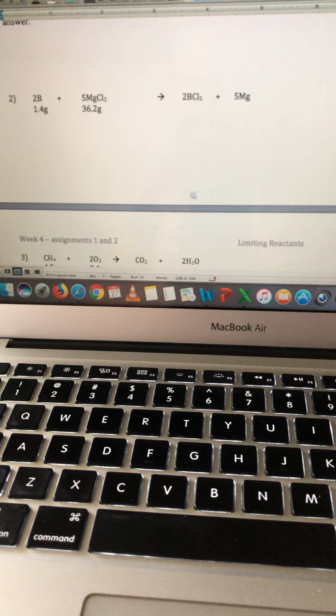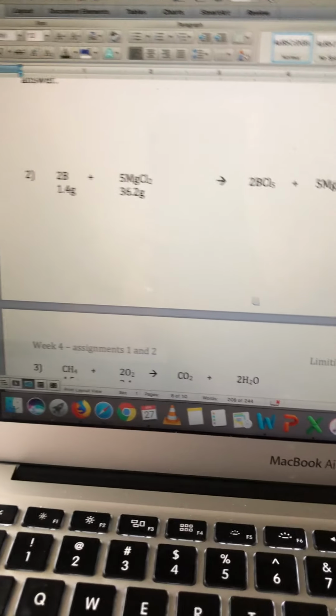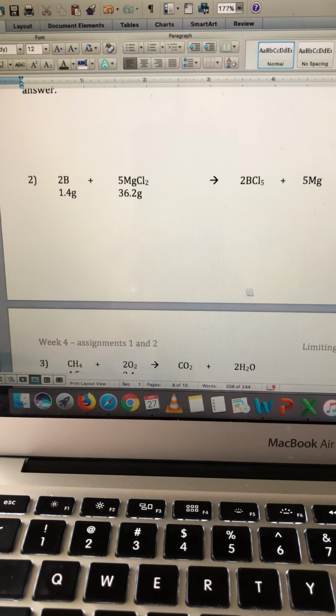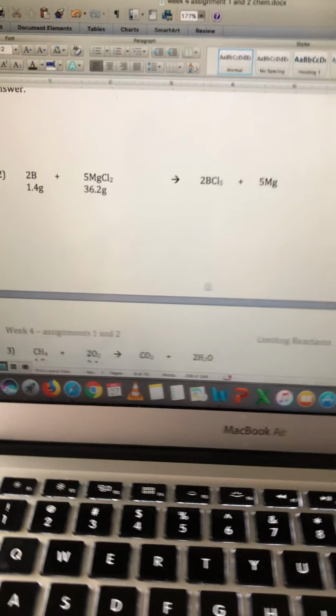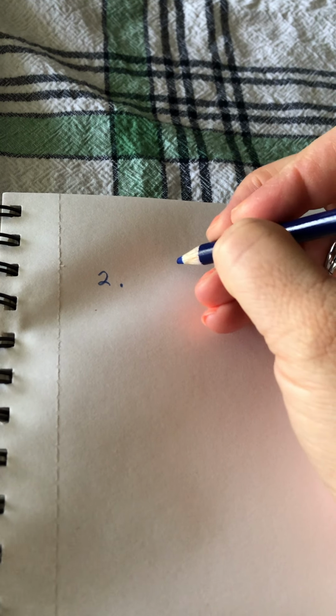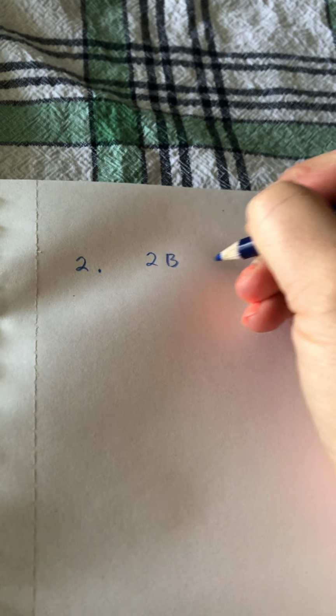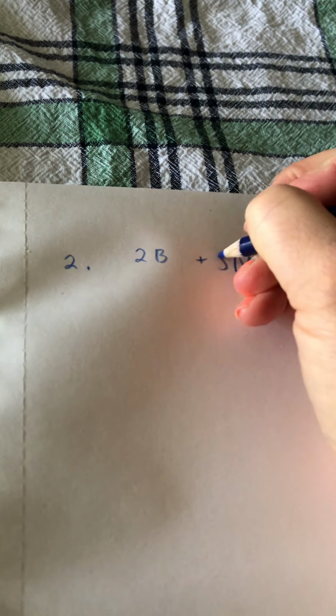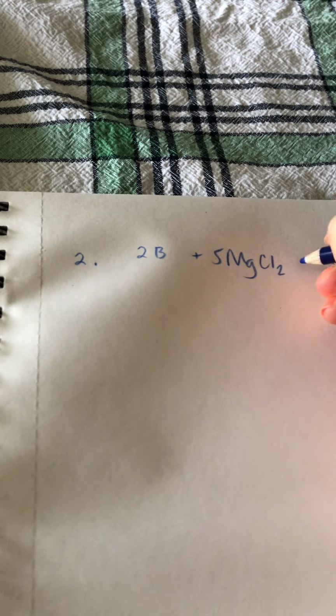Okay, here's another video of how to do this week's assignment. So I did number 1 in the first video, and here's number 2. So on a separate sheet of paper, we write down number 2. And so we have boron and MgCl2, 2BCl5 plus 5Mg.